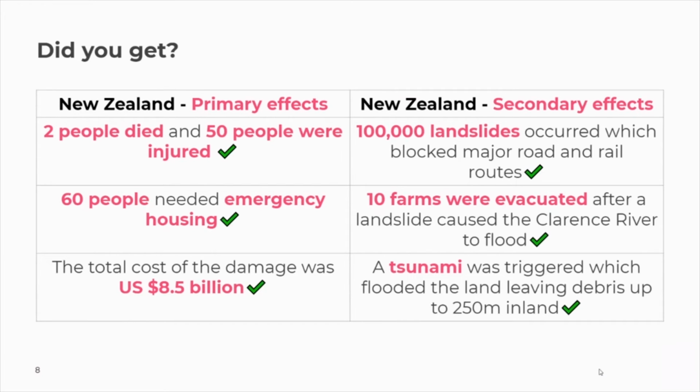Now, if you need to, pause the video to make sure that you've got all these in the correct column. But what I would also like you to do is to highlight those numbers. So 2 people died, 50 people were injured, 60 needed emergency housing, 8.5 billion US dollars damage. Then we've got 100,000 landslides, 10 farms evacuated, and the tsunami. Well done.